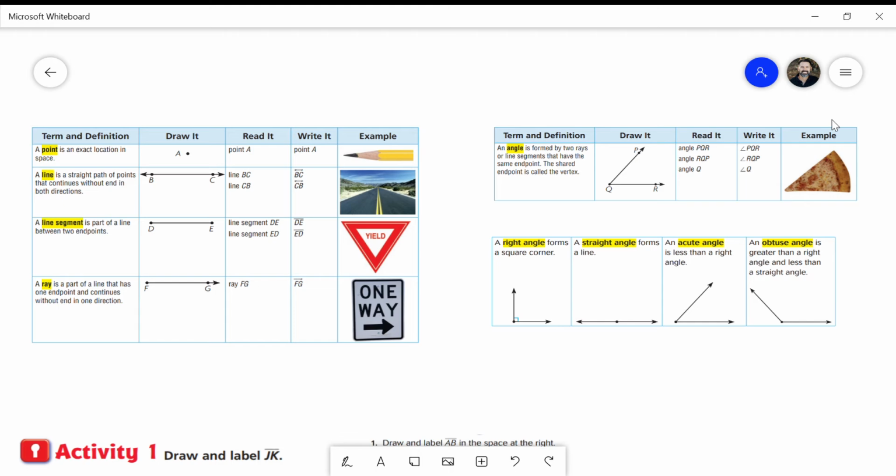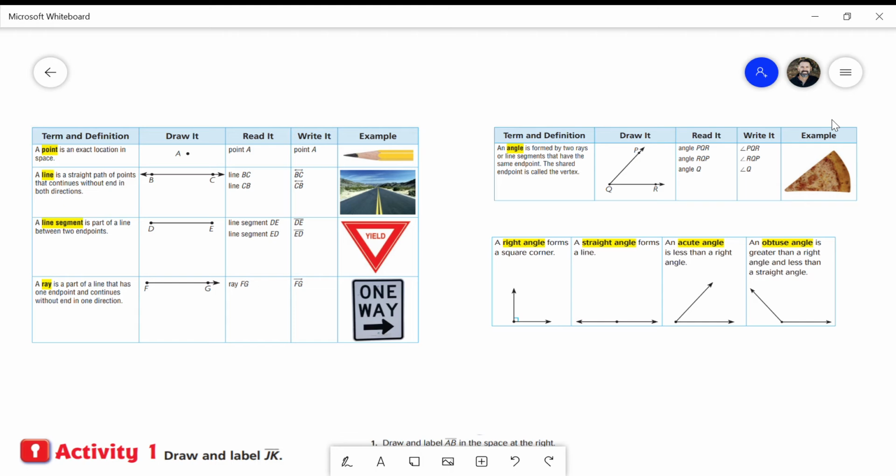You just have to know what they are, understand what they are, know how to draw them, read them, write them, and then recognize that all around you, whether it's something man-made, like the pencil or the road or the signs, or anything out in nature that you can see, there are always going to be different points and lines and straight lines or angles that we can identify.